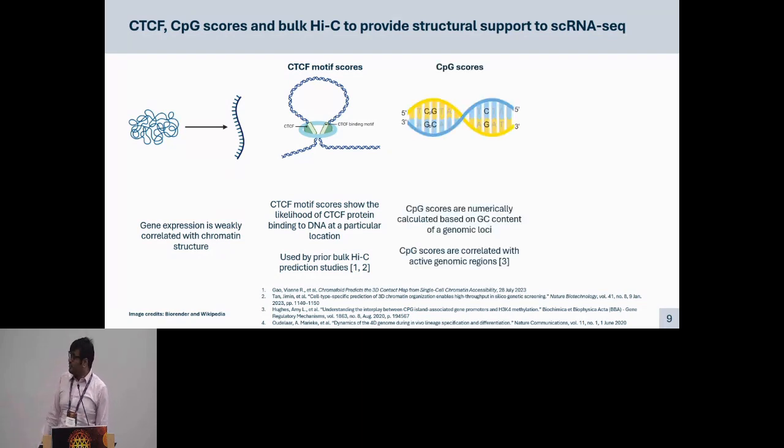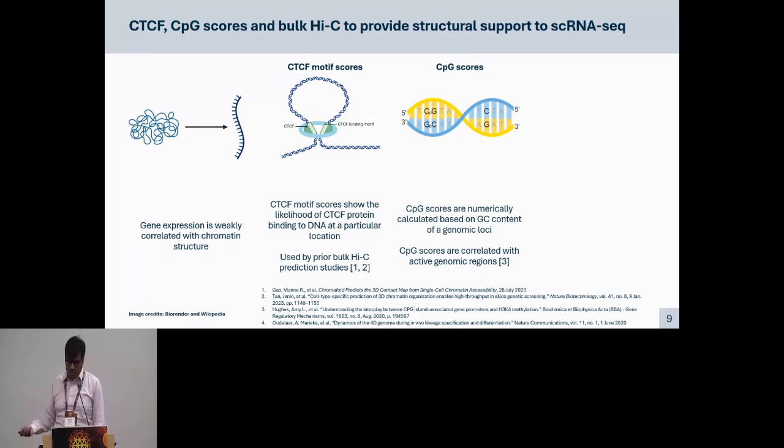The second thing that we gather are the CpG scores, which capture the GC content of a genomic loci. Studies have shown that regions of the genome that have high CpG scores tend to be transcriptomically active. And since they are active regions, they can be used to infer the A compartments, or the active regions of the genome.